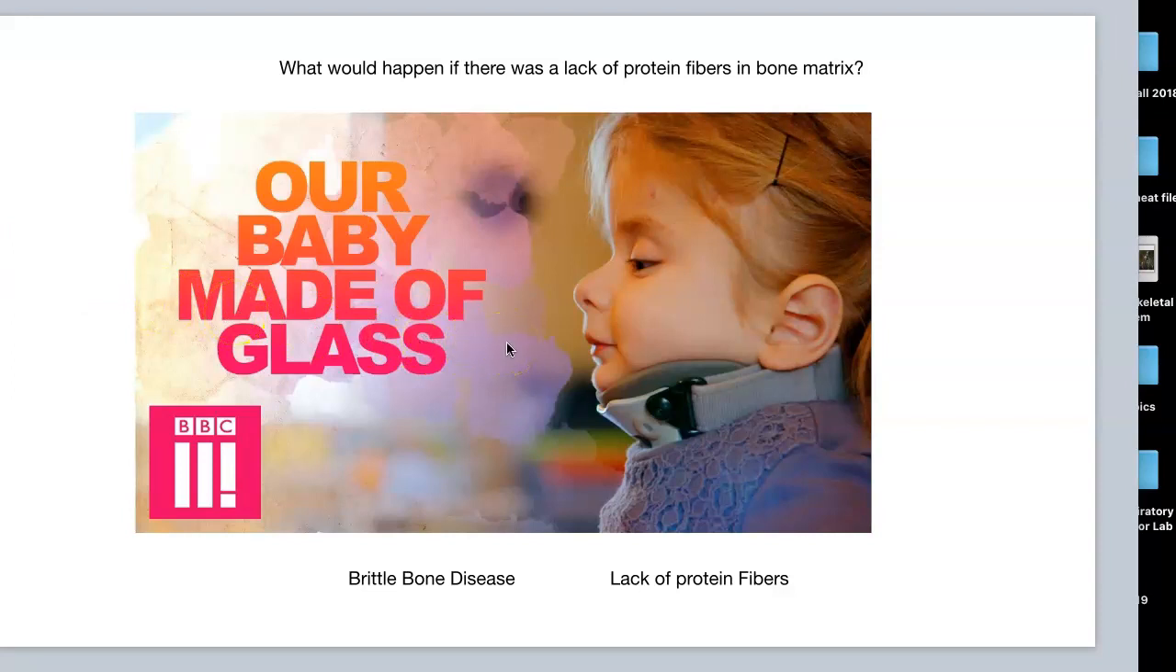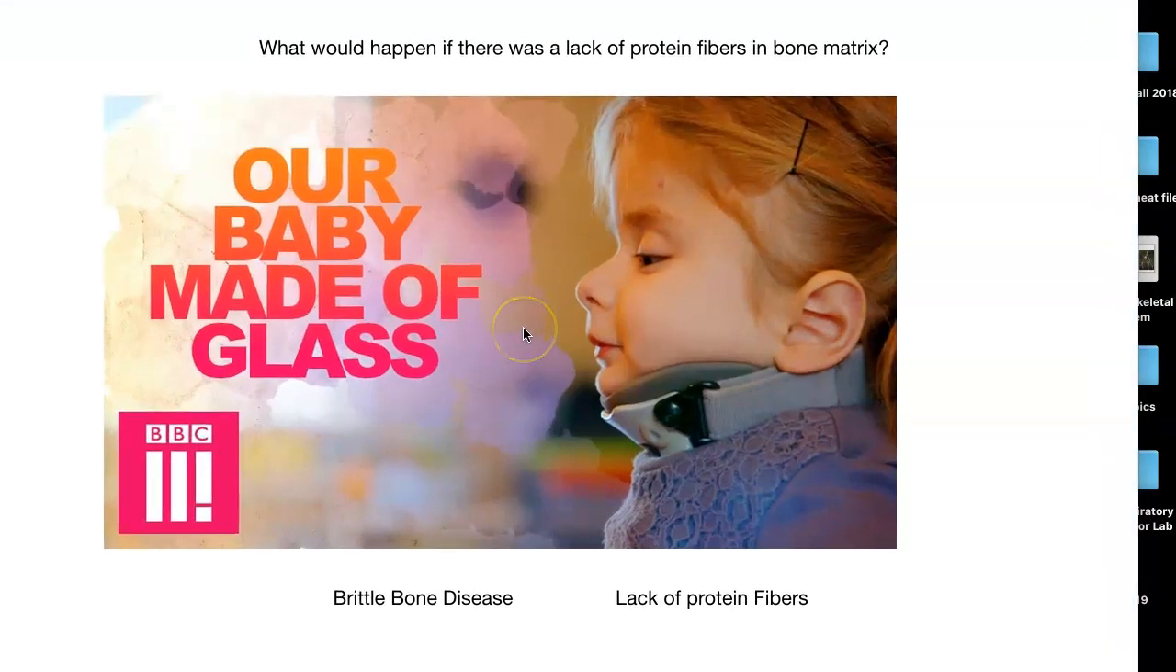Now, what else is in the matrix besides the ground substance where we have our calcium salts? The protein fibers. If you do not have the proper amount of protein fibers, or they're not made correctly, you will have what they call brittle bone disease. We'll talk about that later also, but these people don't have the proper protein fibers, so their bones snap. As babies, they have multiple fractures.